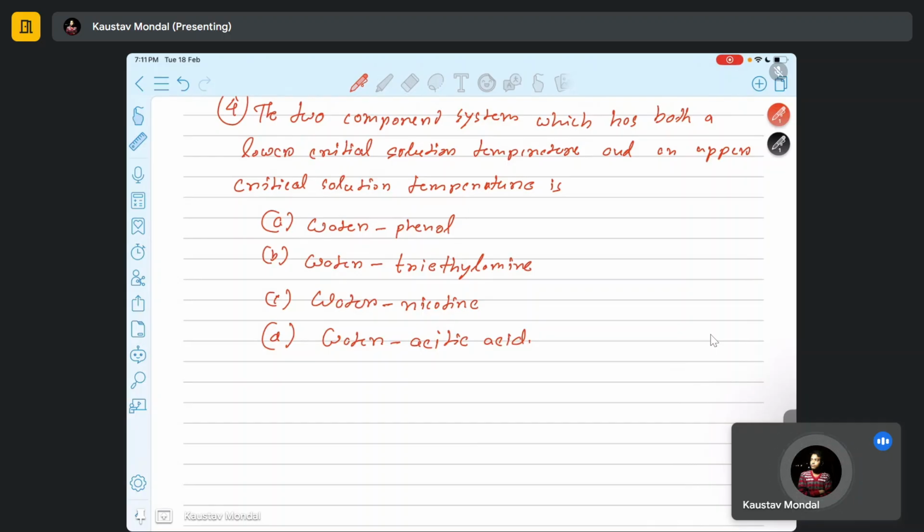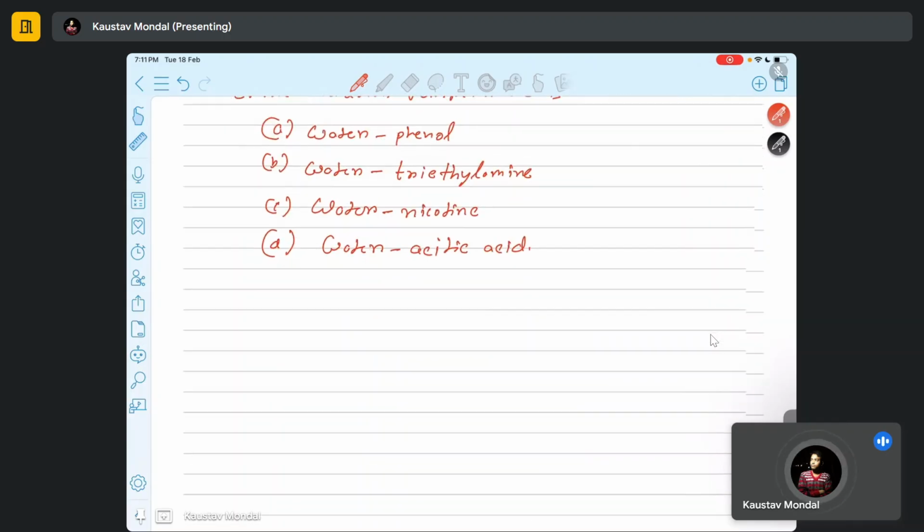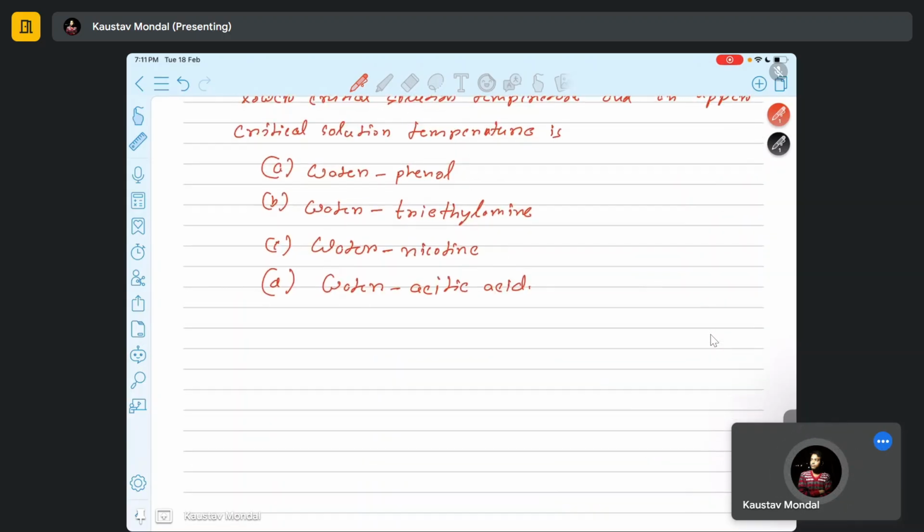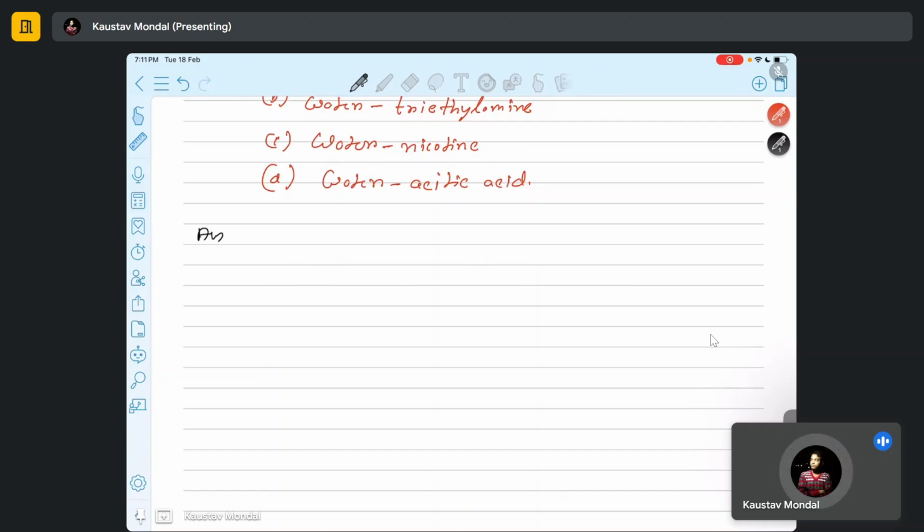So in order to solve this question, we need an understanding of the phase behavior of a two component system. Specifically, the thing you have to focus on is the critical solution temperature, right? Before concluding anything, there are a few concepts we need to know in order to get the correct answer. So let me write those things.